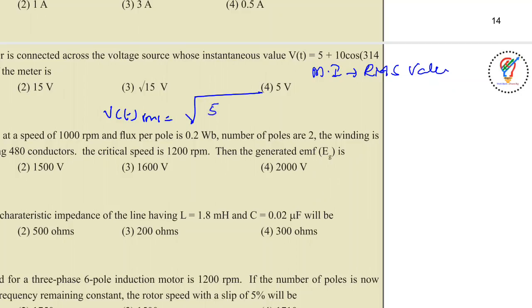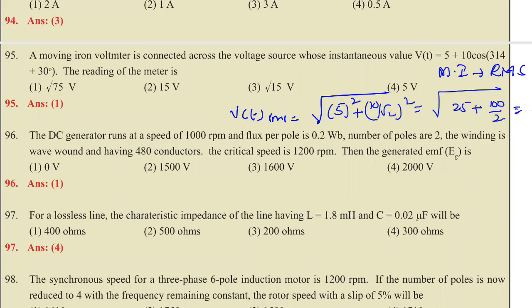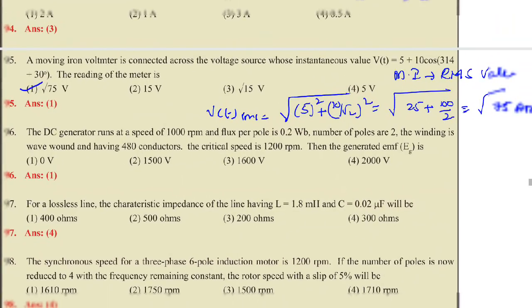5 whole square plus 10 divided by root 2 whole square. So this is equal to the square root of 25 plus 100 by 2, which is nothing but the square root of 75, the RMS value for this question. So the answer will be 1 here. Next one.